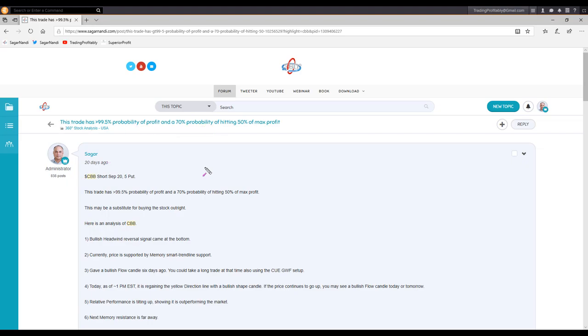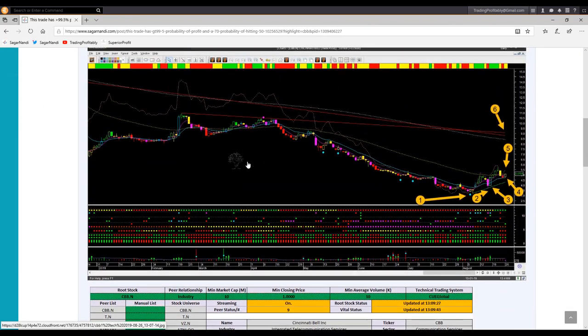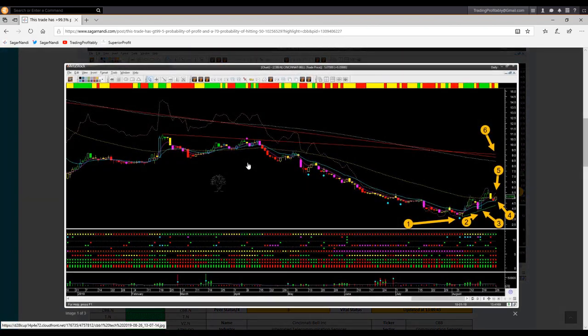When I share my analysis in the traders forum, I attach all the 360 degrees analysis snapshots. I did that in this case as well. Let me look up those snapshots. This was the technical analysis I shared at that time.